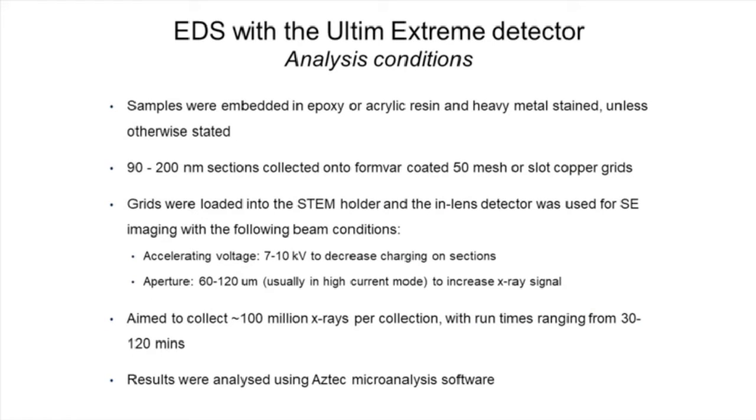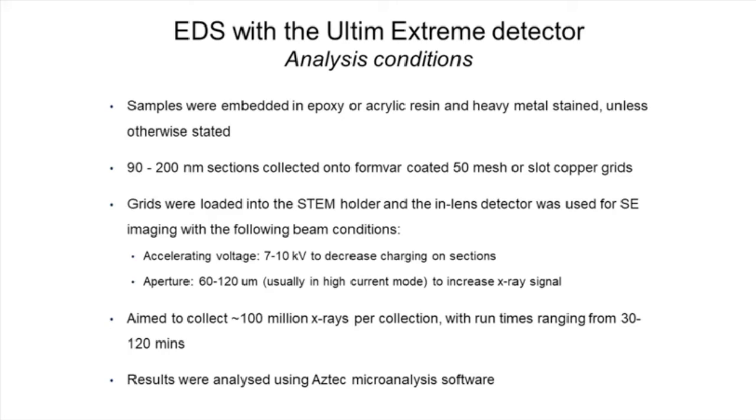First, I'll give you a quick overview of the setup we're using. I'll go into detail about the sample prep later on, but for most projects we're collecting 90 to 200 nanometer ultra-thin resin sections onto formvar coated copper grids, and we're not post-staining or coating them prior to analysis. The grids are loaded into the STEM holder, which can take up to 12 grids at a time, and the secondary electron signal is obtained using the in-lens detector.